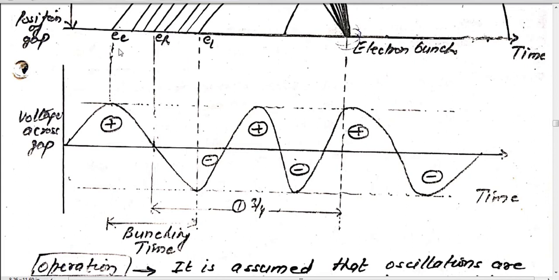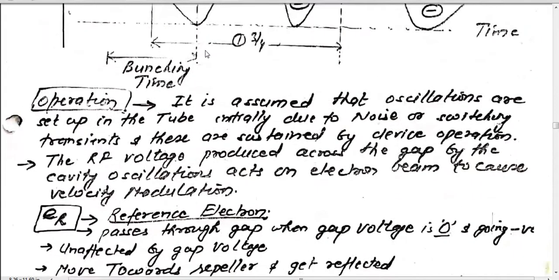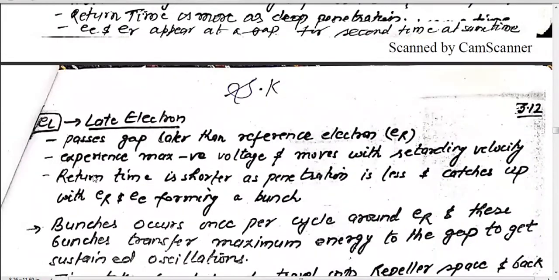So this early electron is traveling with higher speed. This reference electron is traveling with the same speed, and this late electron, because of this point of interaction, is traveling with the least speed. So the return time is shorter as the penetration is less, and it catches up with the reference and early electrons, forming a bunch.